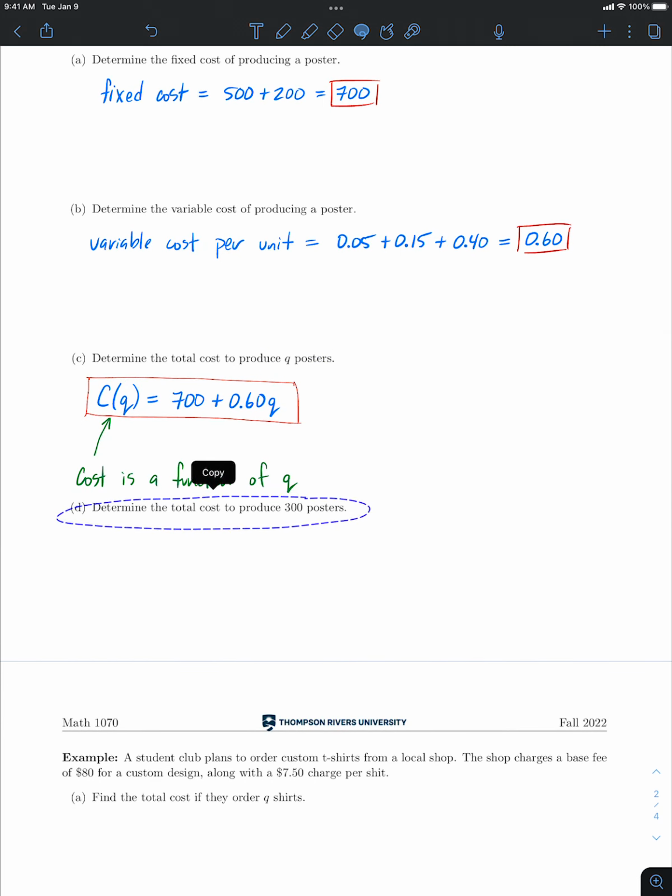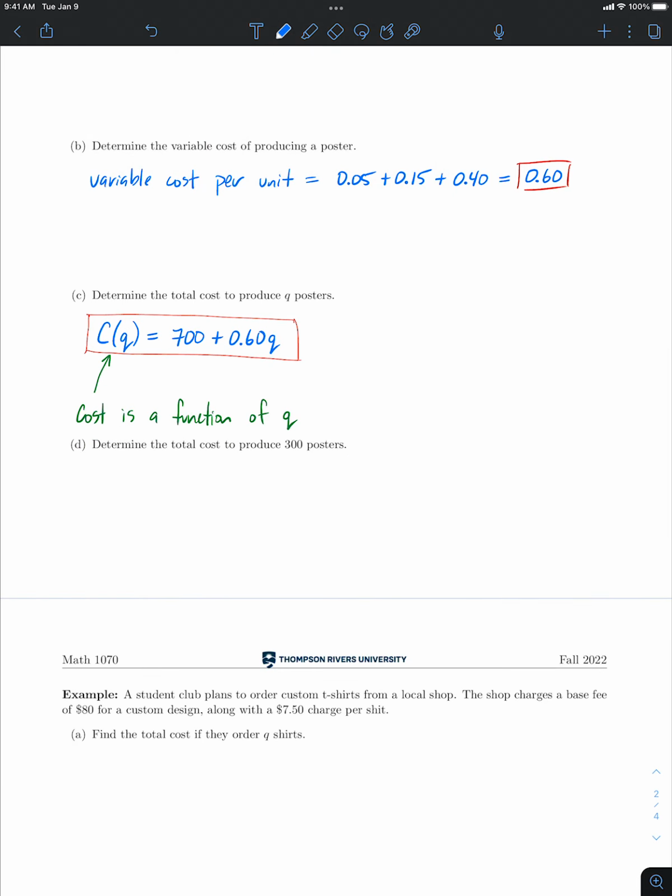Okay, so what about the last part here? Determine the total cost to produce 300 posters. So that's the same question, except in this case, you know exactly how many posters you're producing. In this case, it's 300. So to answer that question, we've already found the cost function, so all we have to do is plug in 300. So C of 300 is going to give us 700 plus 0.60 multiplied by 300.